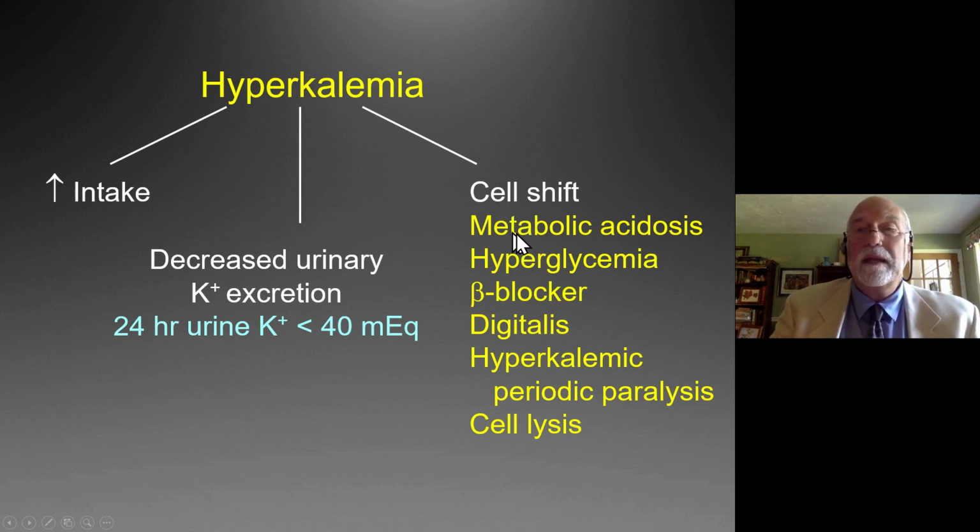And that will be made worse or exacerbated by things like a metabolic acidosis, where by buffering hydrogen ions in the cell, potassium is going to come out. And anything that blocks the uptake of potassium, such as digitalis or beta blockers, will also lead to worsening hyperkalemia.